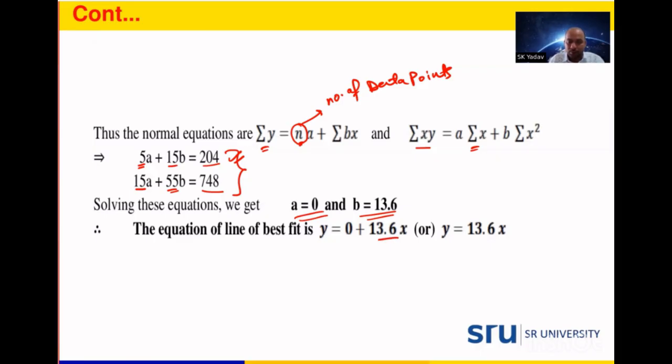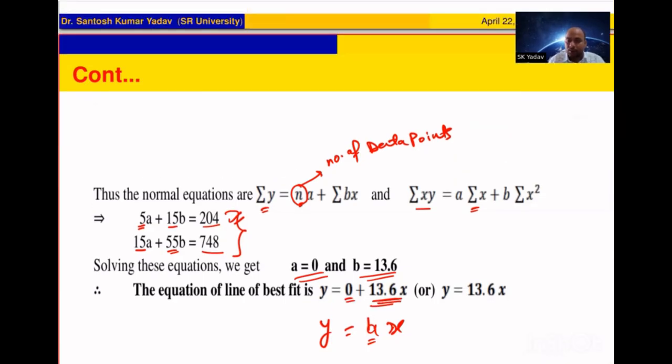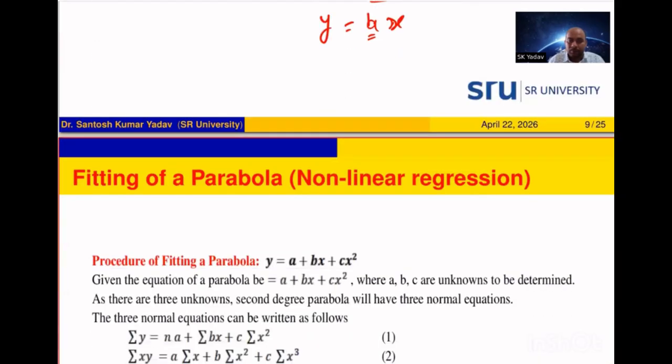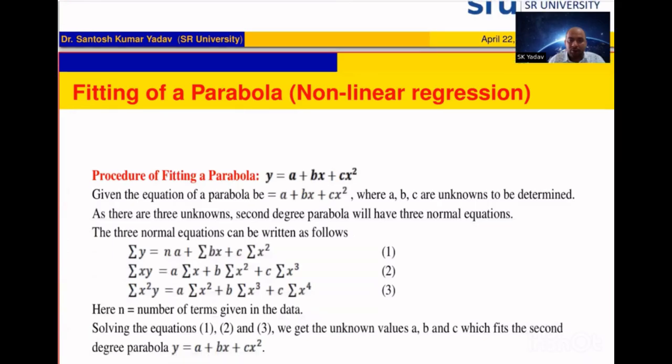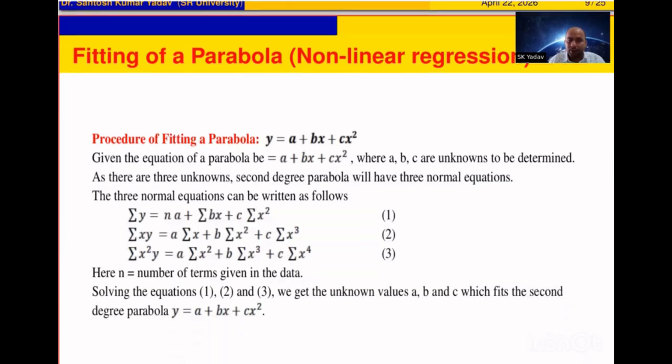13.6. So we can expect that this y-intercept is 0 and this is a kind of line y equal to B times x. So here B is the slope and its value is 13.6, and you can show here easily that the slope is positive. Now let's come to fitting of a parabola, that is nonlinear regression.